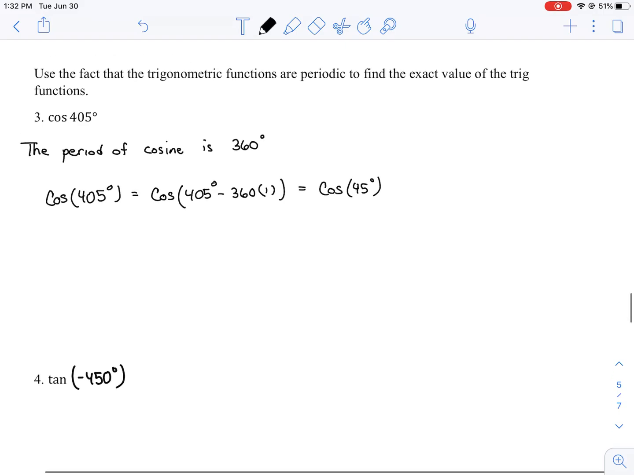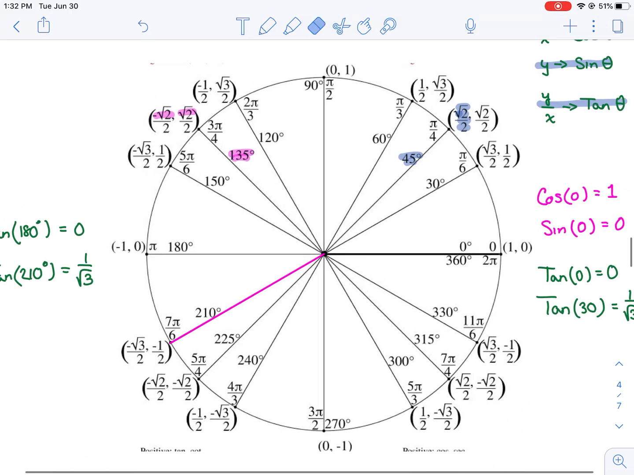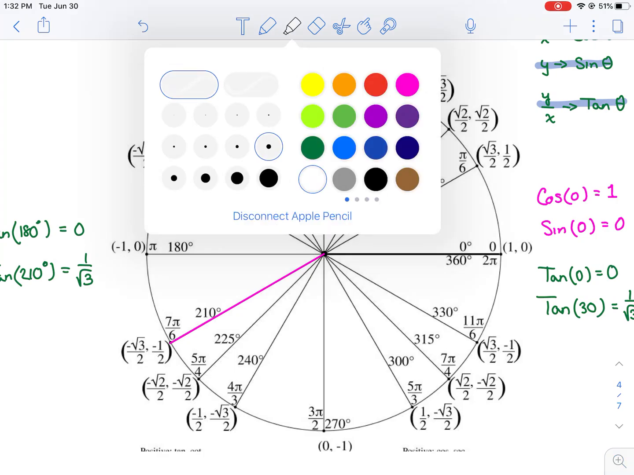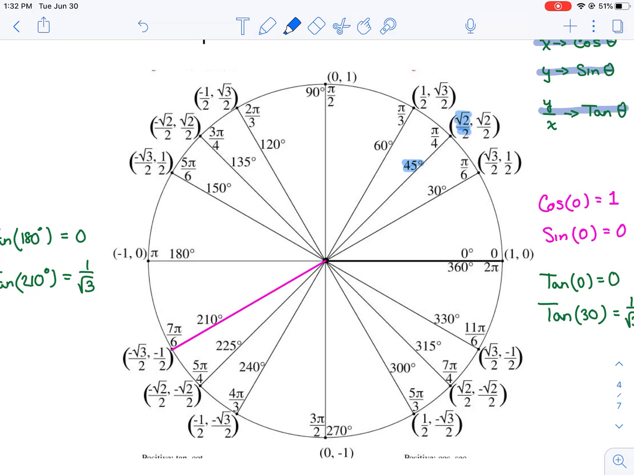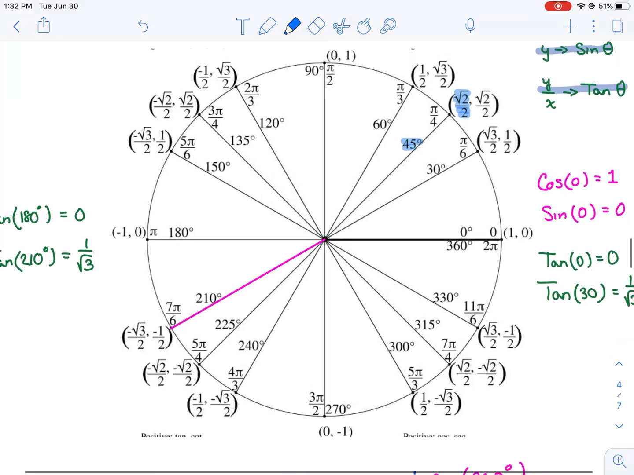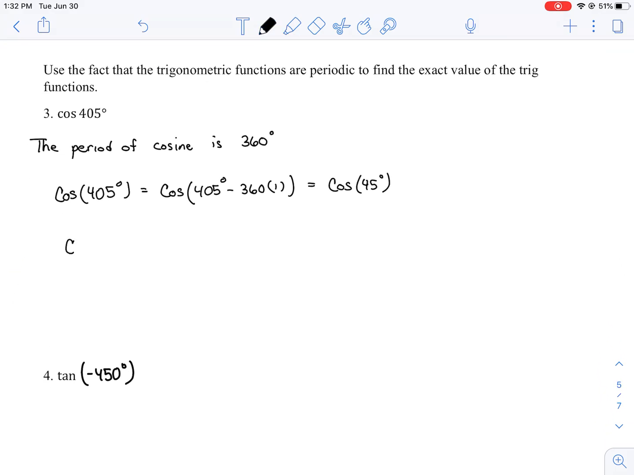Now we're going to come over here to the unit circle. And I'm going to re-highlight this in blue. Here's the 45-degree angle. And since this is the unit circle, the x-coordinate is going to be the cosine value of 45 degrees. So the cosine of 405 degrees is equal to the square root of 2 divided by 2.